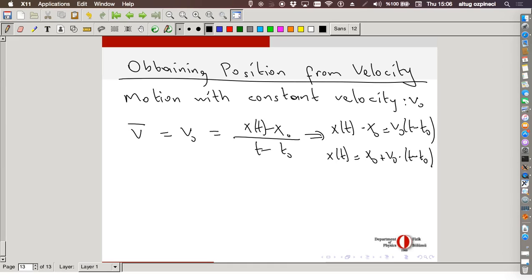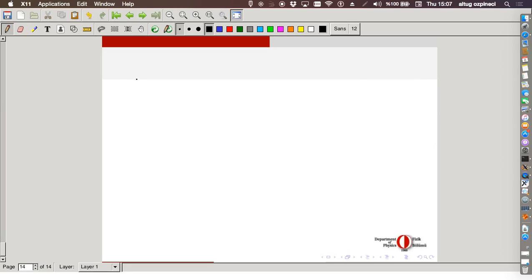Okay, this was kind of the simplest one, when we were studying an object at constant velocity. There was a huge simplification, because if it's moving at constant velocity, the average velocity is equal to that constant velocity. But what about if the velocity is changing? Until now we don't have an expression for how to calculate the displacement for a motion with changing velocity.